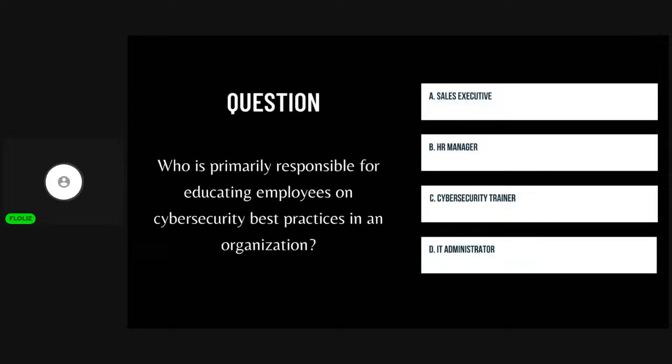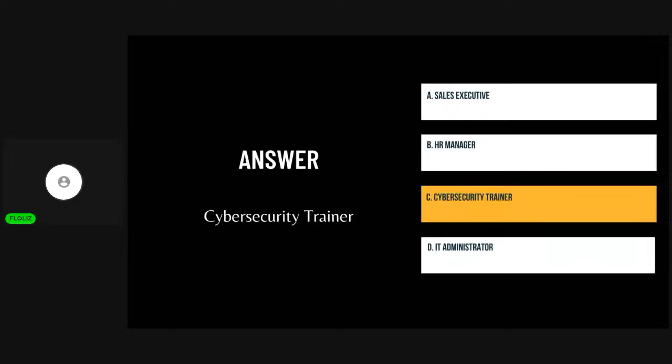So who is primarily responsible for educating employees on cybersecurity best practices in an organization? We have option A, B, C, and D. So the answer is actually C, the cybersecurity trainer. Yes, that's the person's role.